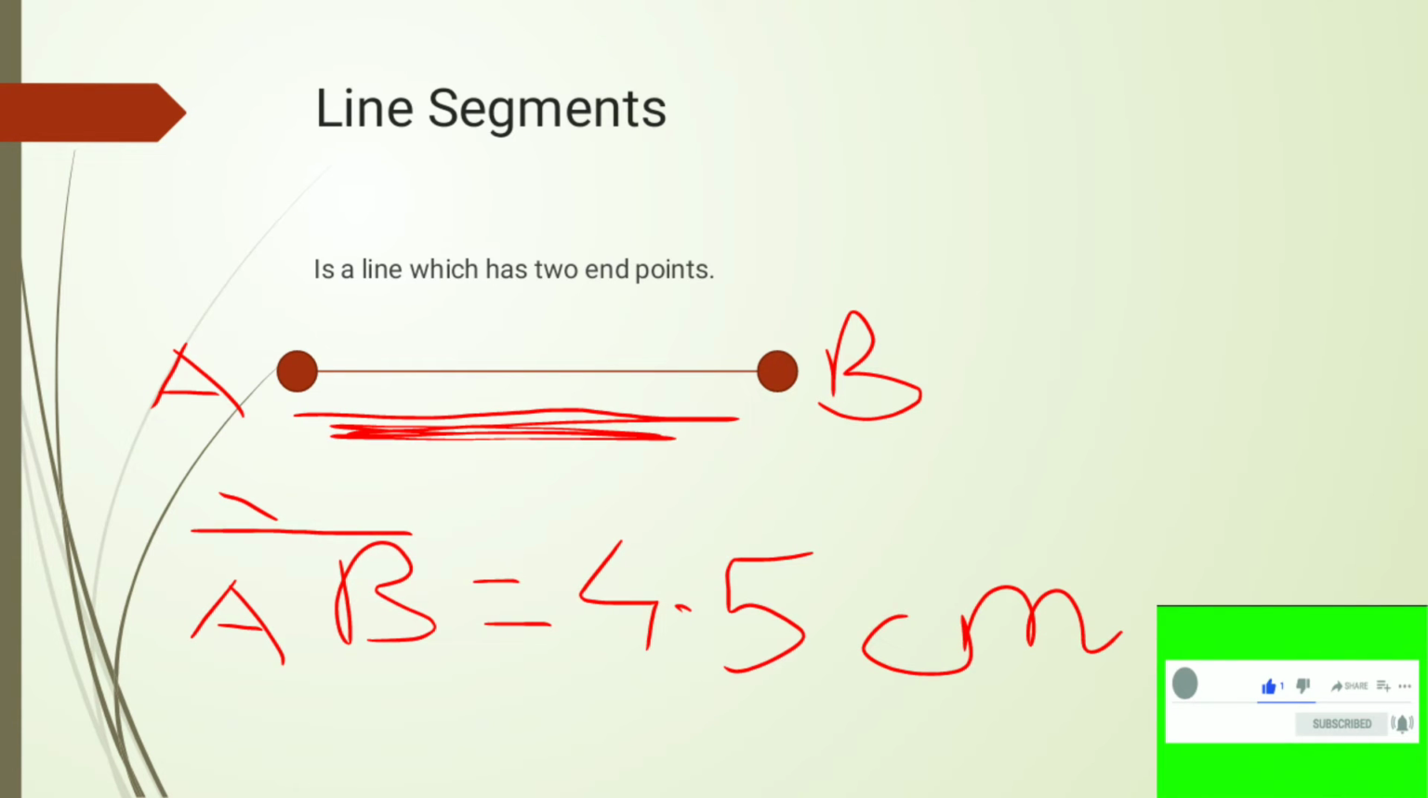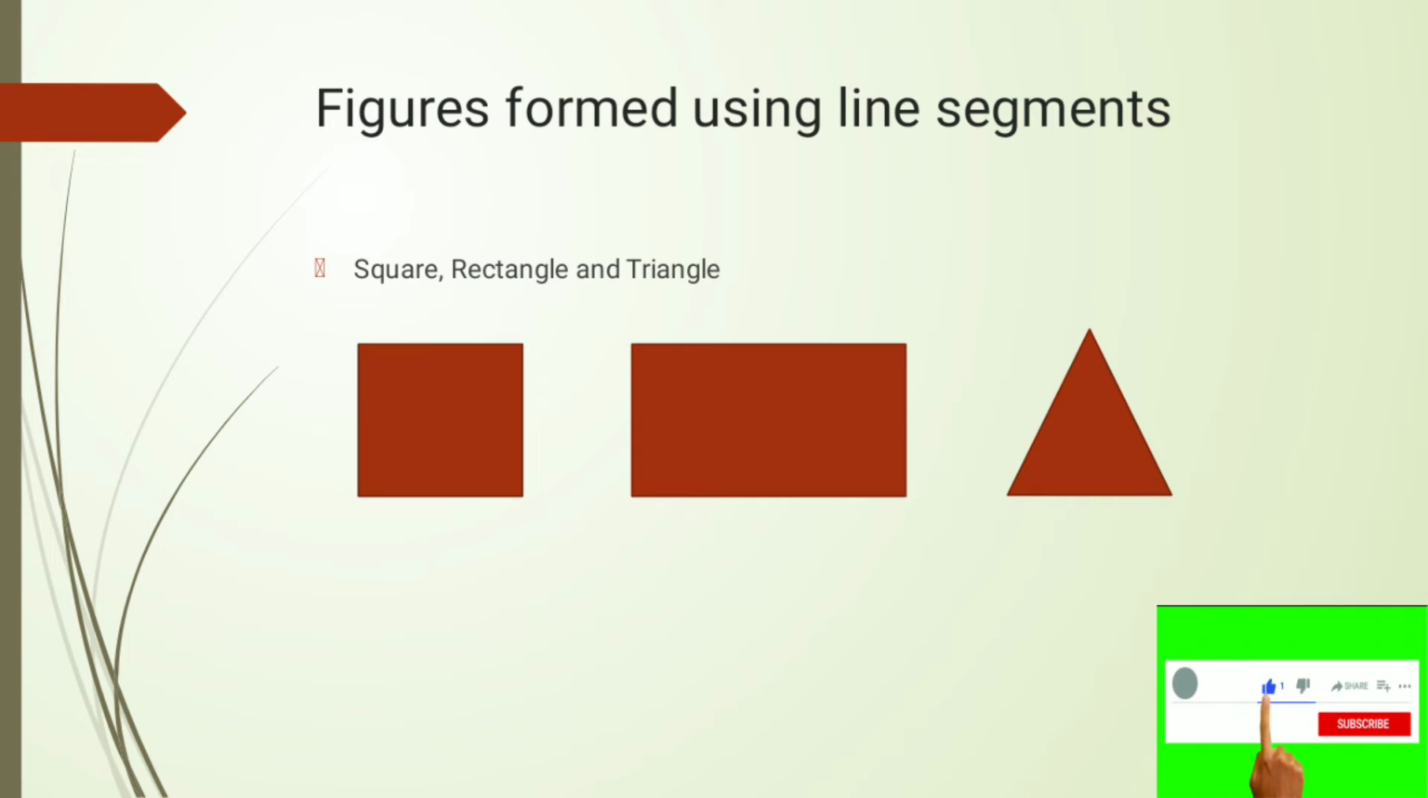So, let's move to the next part, which is figures formed using line segments. Okay, so closed figures, actually. Figures formed from line segments are usually closed figures, such as square, rectangle and triangle. So they are closed and have some space inside them. Okay, so these shapes are formed using line segments.